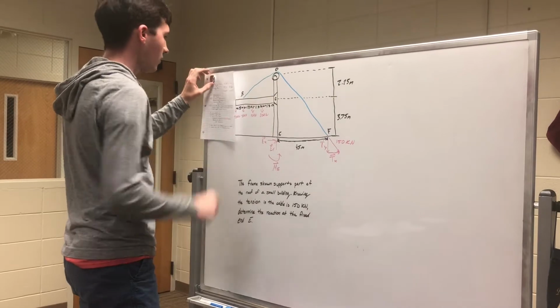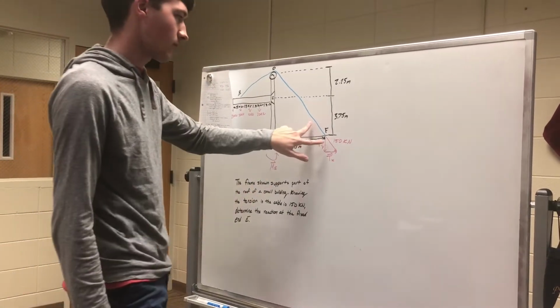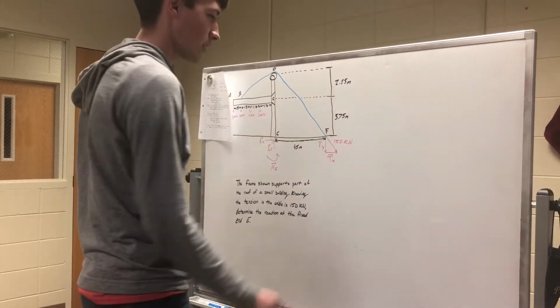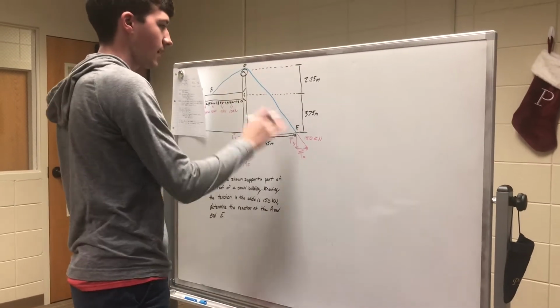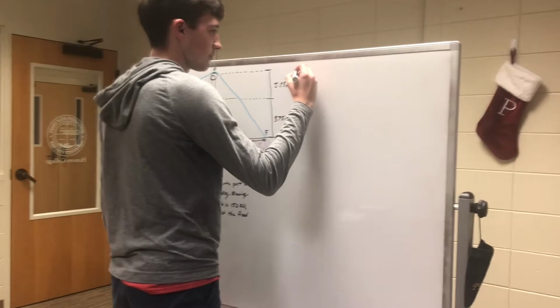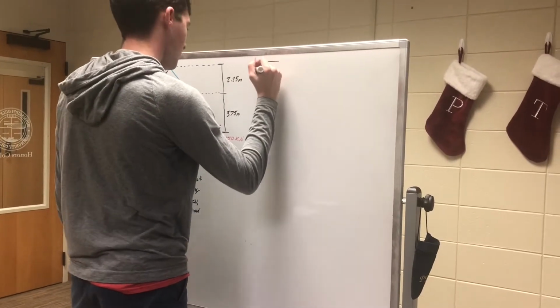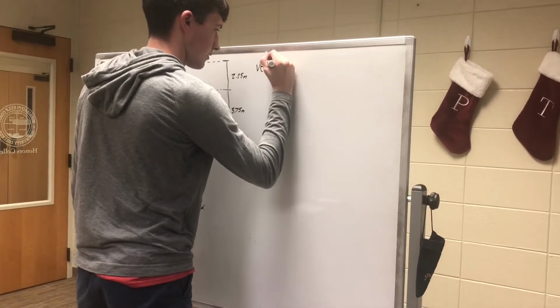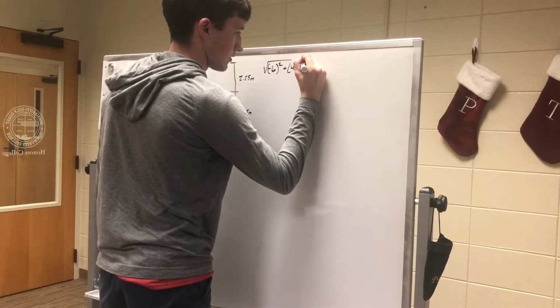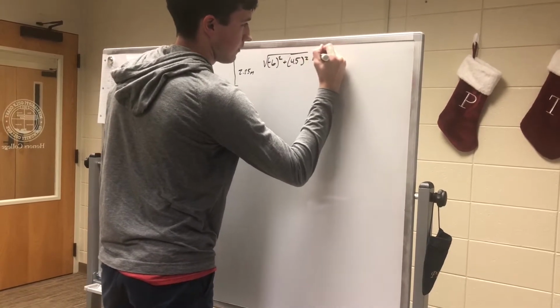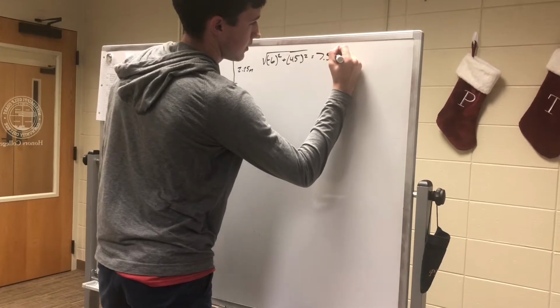Now, first we're going to solve for these two triangles. They're similar triangles, so we can solve our missing variables. First, we're going to find this length here from D to F, which we're just going to use the Pythagorean theorem, which is going to be -6 squared plus 4.5 squared. And that's going to give us 7.5 meters.